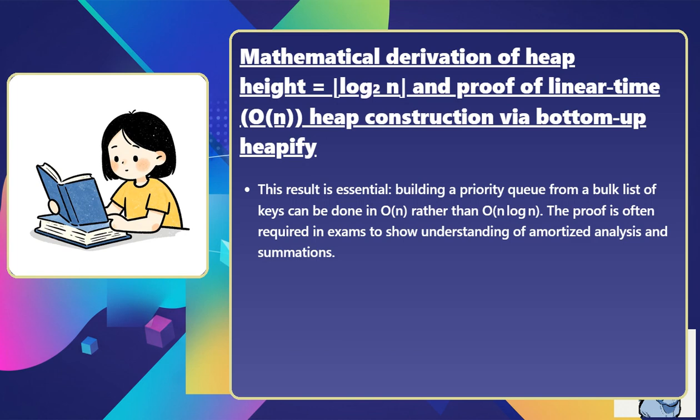This result is essential. Building a priority queue from a bulk list of keys can be done in O(n) rather than O(n log n). The proof is often required in exams to show understanding of amortized analysis and summations.